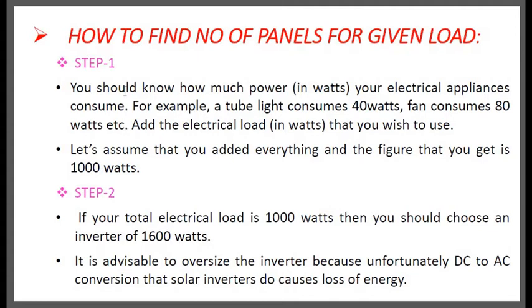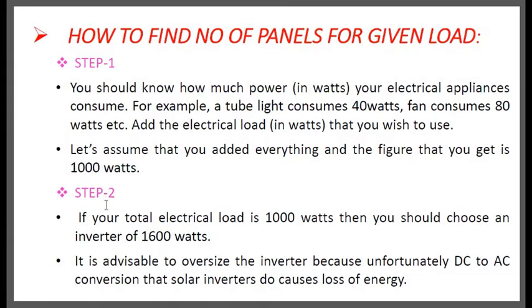Now first step, you should know how much power in watts your electrical appliances consume. For example, a tube light consumes 40 watts, a fan consumes 80 watts, etc., the electrical load that you wish to use. So let us assume that you added everything and the figure that you get is 1000 watts. I consider one domestic use of 1000 watt.